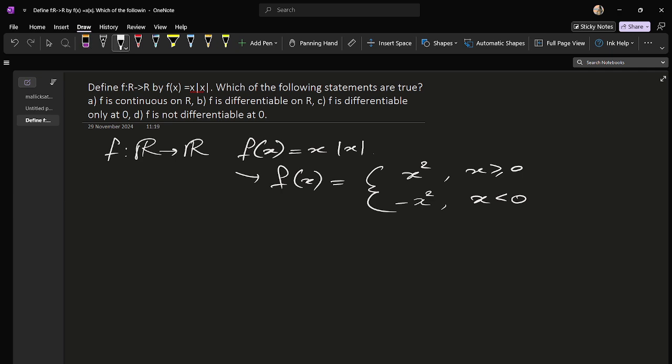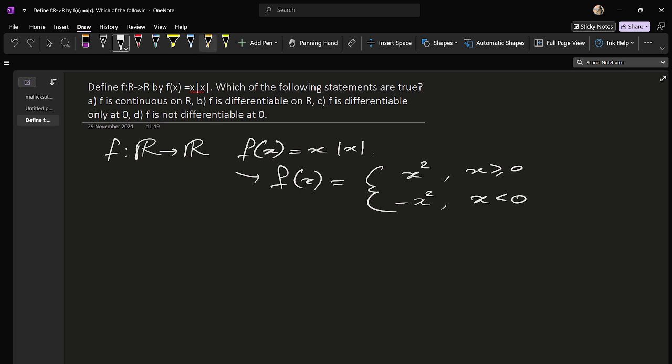Okay, so now they have told us to find which of the statements are true. Option A is that the function is continuous on whole R. Option B says that f is differentiable on whole R. Option C says f is differentiable only at 0, and option D says f is not differentiable at 0. So they ask which of the following statements are true. This is a part C question, a multiple correct answer question, so we can do that.